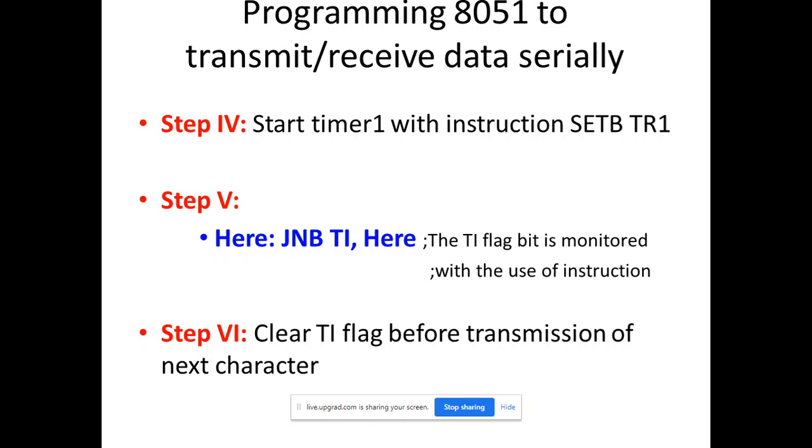All of you agree with this? Once you have done that, clear the TI flag for the next operation. Once it is set, it is not cleared automatically. Just clear it with the help of the CLR instruction. Clear the TI flag before the next transmission. In this fashion, this is the basic algorithm for the transmission process. Now based on this, I am giving a problem statement and I will explain it.